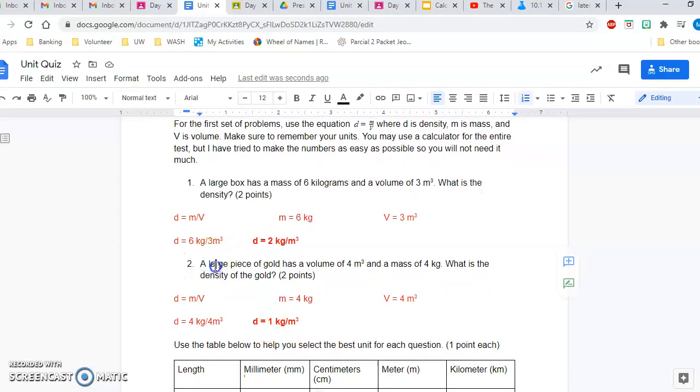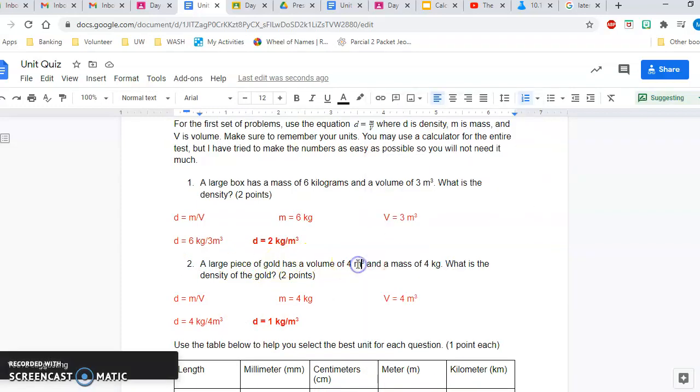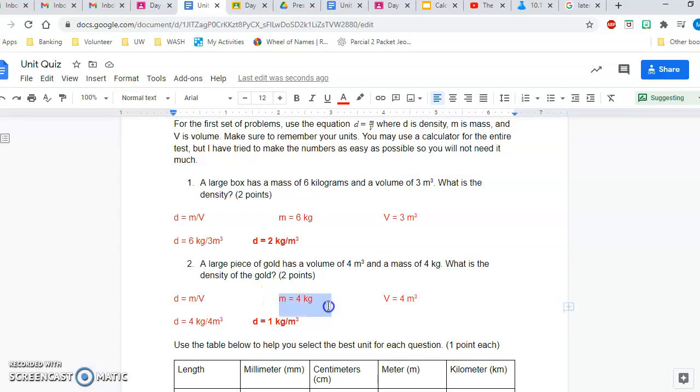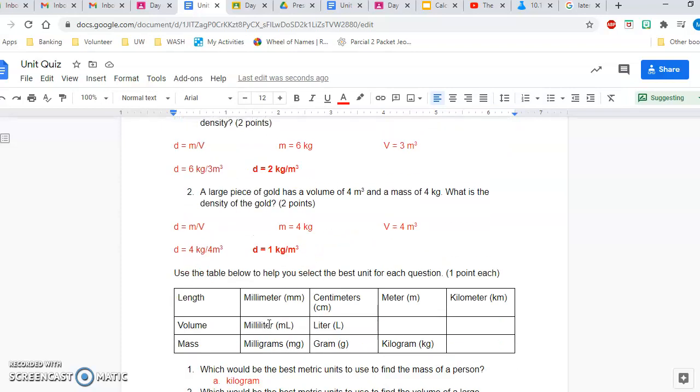Number 2 is just like number 1, except now we have a gold piece that has a volume of 4 meters cubed and a mass of 4 kilograms. So I wrote down the equation I wanted to use. I wrote down how much mass we have, 4 kilograms. I wrote down the volume we're given, which is 4 meters cubed. And then I plugged it in. So I did 4 kilograms divided by 4 meters cubed, and 4 divided by 4 is 1, or 1 kilogram per meter cubed.